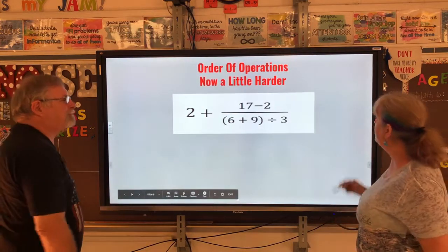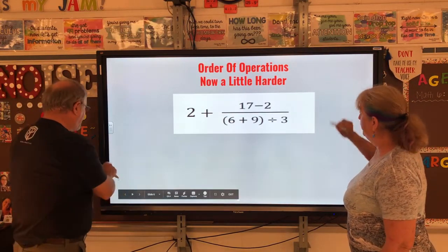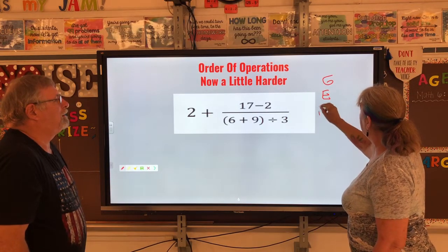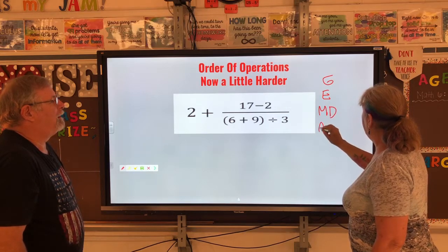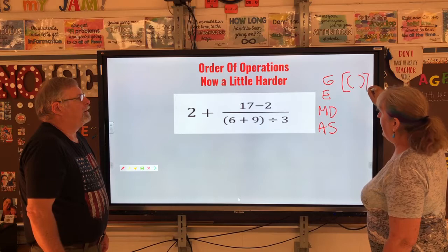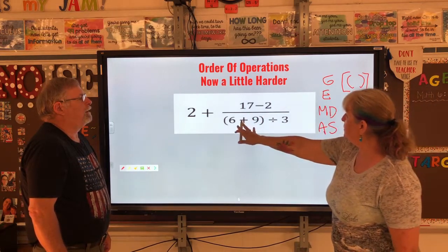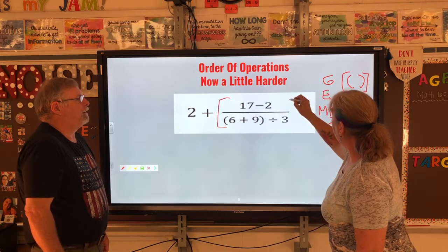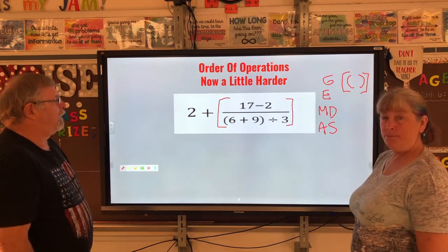Your turn. My turn. I'm going to do this one. Permission. GEMDAS. So our groupings would be like these. And I'm looking over here, I do see those parentheses, but then I see this big thing, and I know that I need to group that together. Okay.